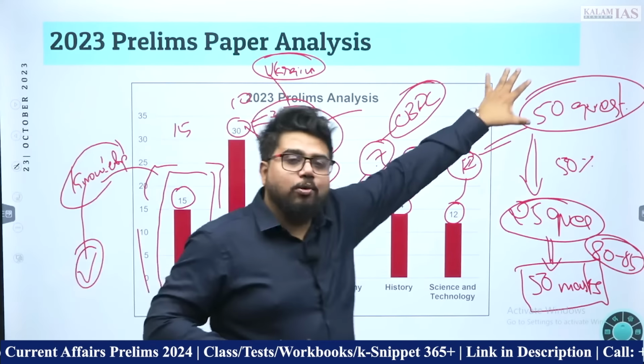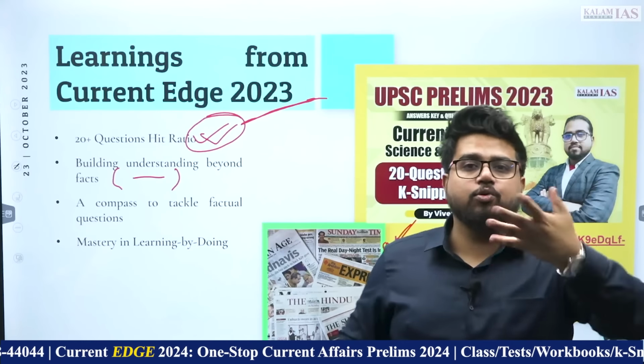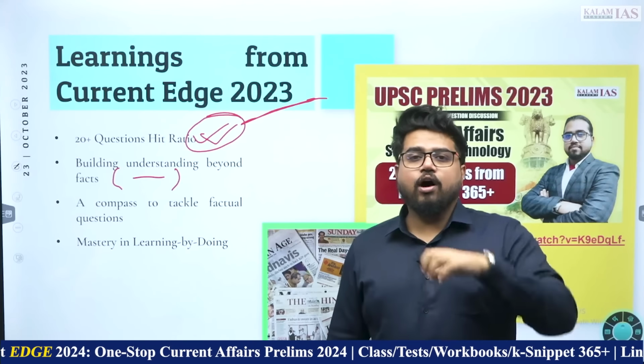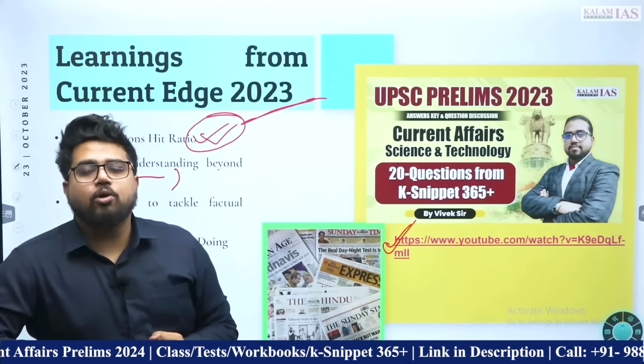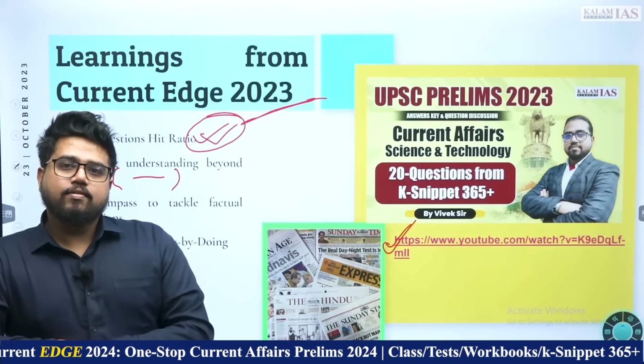What I want from current affairs is to go beyond factual learning. Never limit your current affairs learning to learning certain facts. It's ultimately not about facts. Even in the 2023 paper, many students complained it is a highly factual paper. Now, what is your inference from this factual paper and what should be your methodology for next year's prelims?